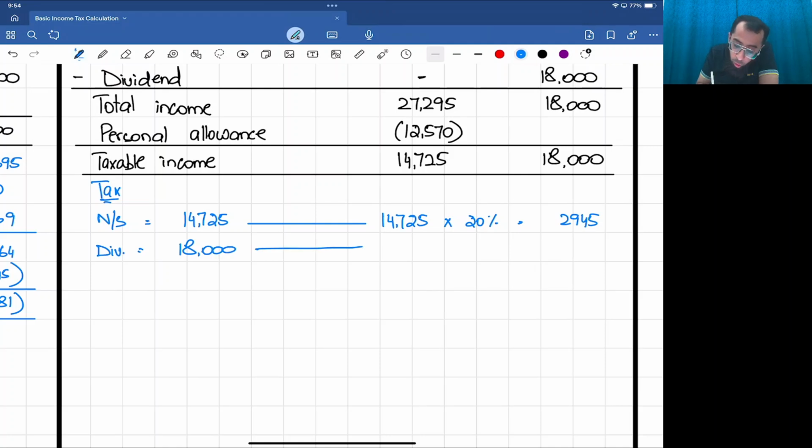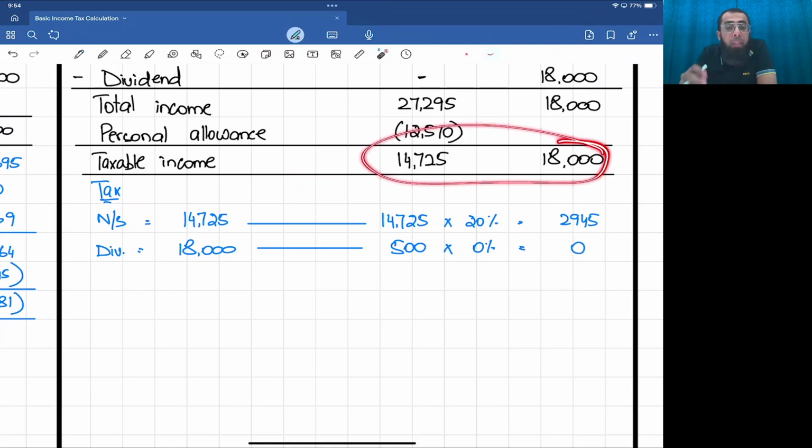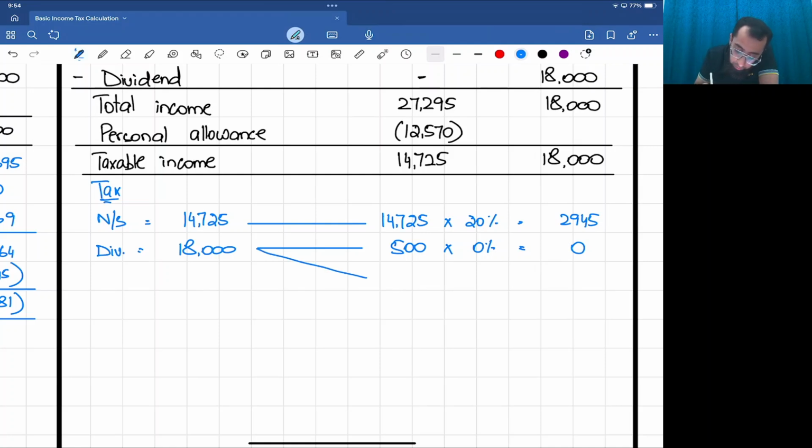First 500 always taxed at 0% in the dividend. If you look at your total taxable income, 14,725 and 18,000, I think it will be around 32,000. So that's wholly in the basic rate band. The basic rate band won't be ending. Okay, so the remaining dividend income 17,500 getting taxed at 8.75% because you are in the basic rate band. 17,500 into 8.75%. So it's 1531.